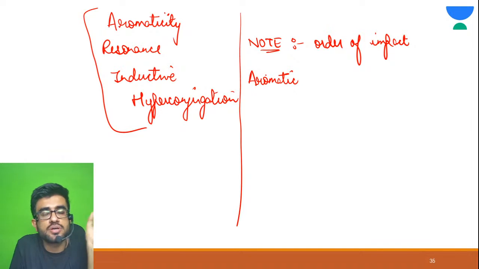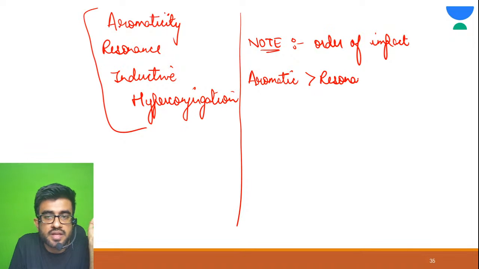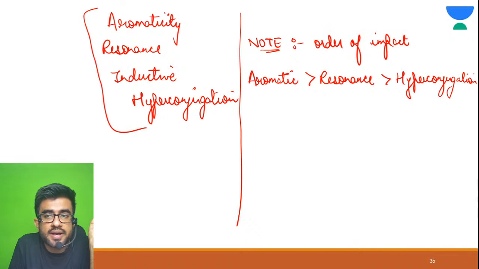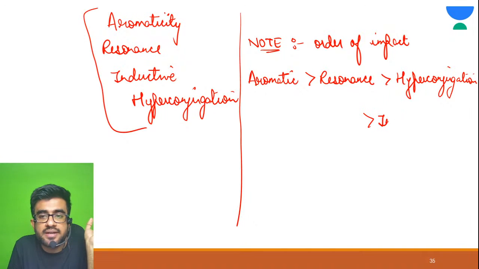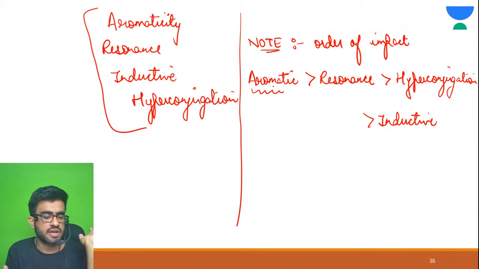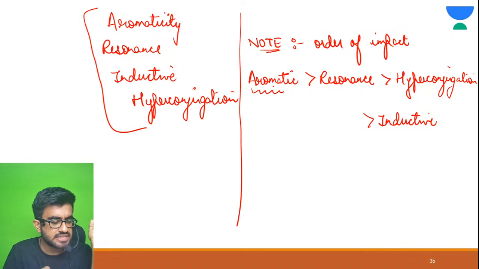So aromatic are most impactful. Then you have resonance. Then you have hyperconjugation. Alright. And then you have inductive. Why? Aromatic are what? Highly stable compounds. I have explained to you they are highly stable compounds. Thank you, Ankit. Thank you.